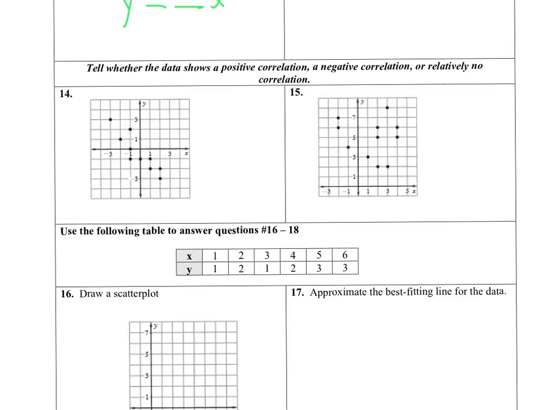14, 15, all you got to do is tell whether it's a positive correlation, negative correlation, or no correlation at all. Okay, so this is what you're looking to write for this one. So take a look at the dots here on 14, 15. You make that judgment, positive, negative, or no correlation.